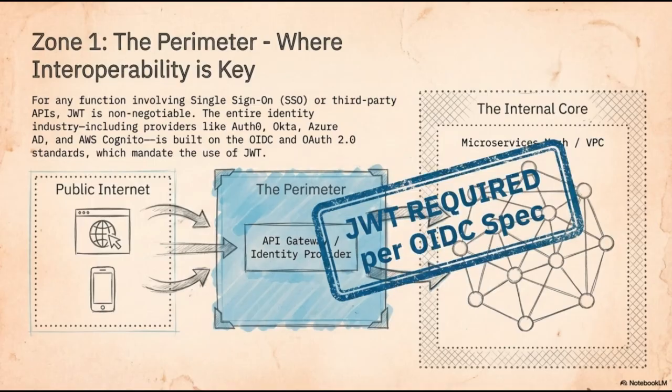The entire identity industry, including major providers like Auth0, Okta, Azure AD, and AWS Cognito, is built on the OIDC and OAuth 2.0 standards. Because these standards mandate the use of JWTs, they serve as the essential standardized handshake for any secure communication crossing the perimeter into your API gateway. Essentially, at this first layer, we use JWTs because the rest of the world requires them for seamless integration.